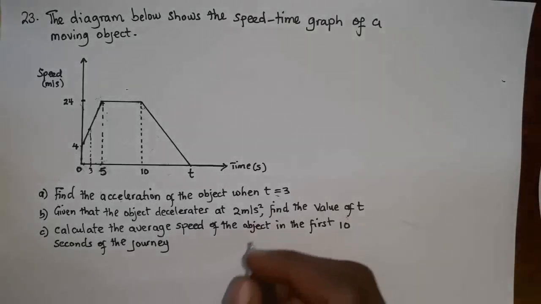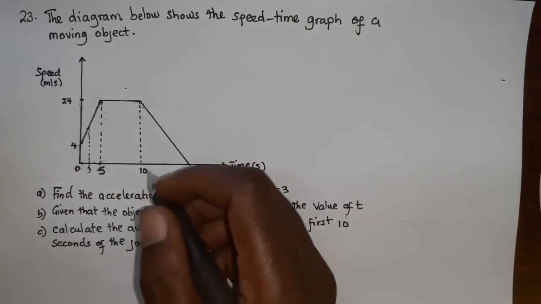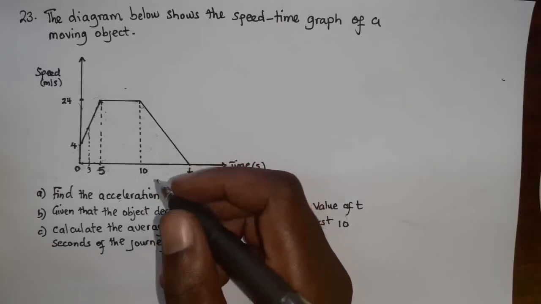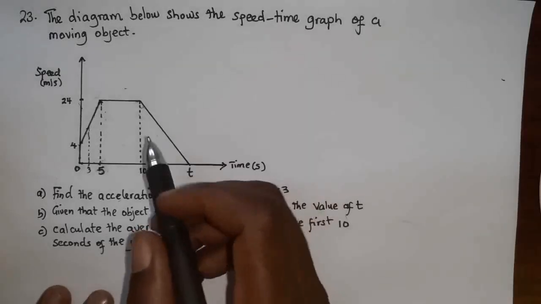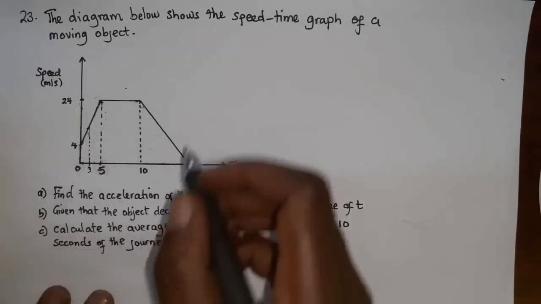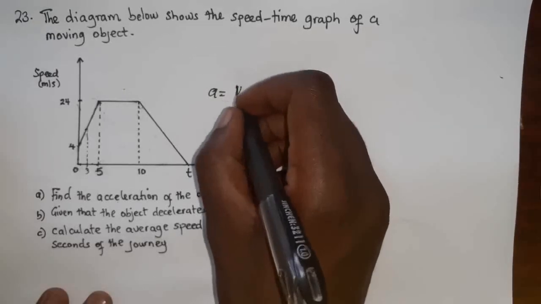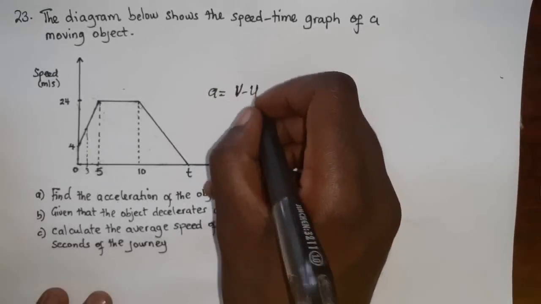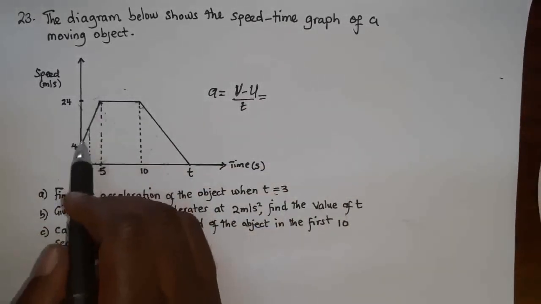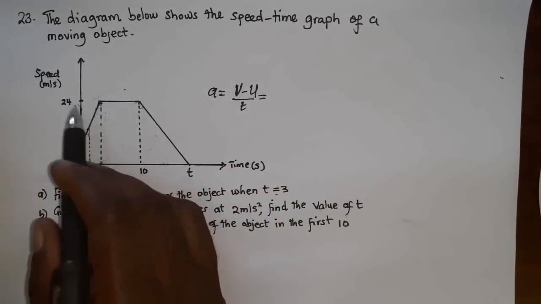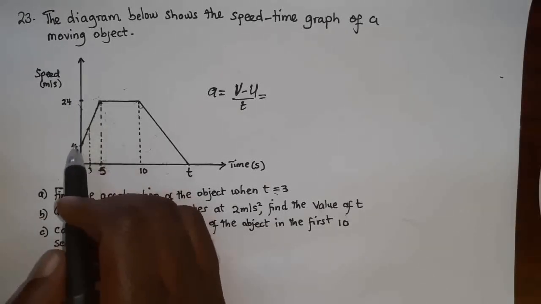So we can use what we have here to calculate the acceleration. As you may know, acceleration is equal to final velocity minus initial velocity over time. Using what we have here, I told you it is the same, so we are going to use what is prominently given, which is 24 and 4.